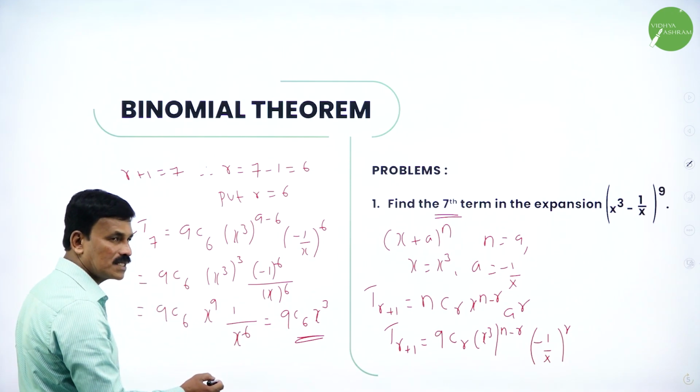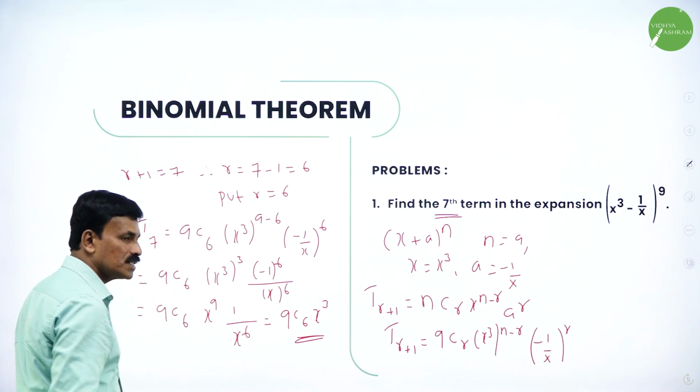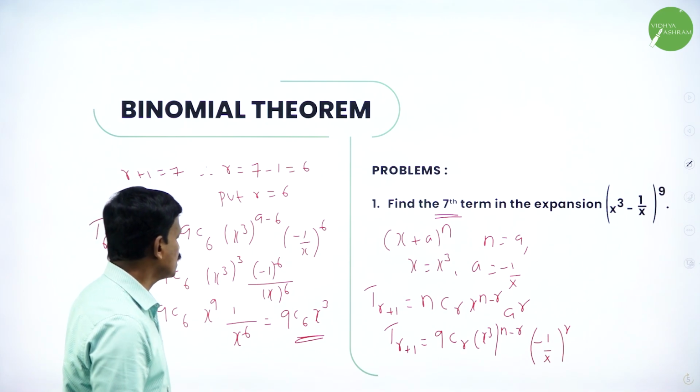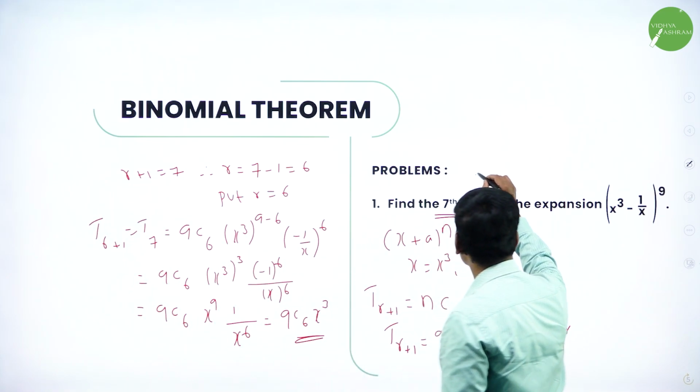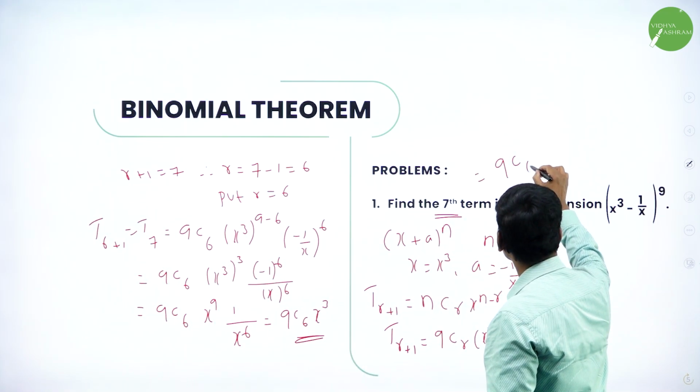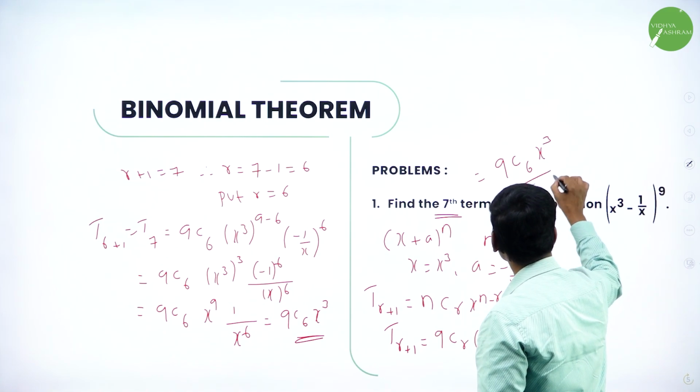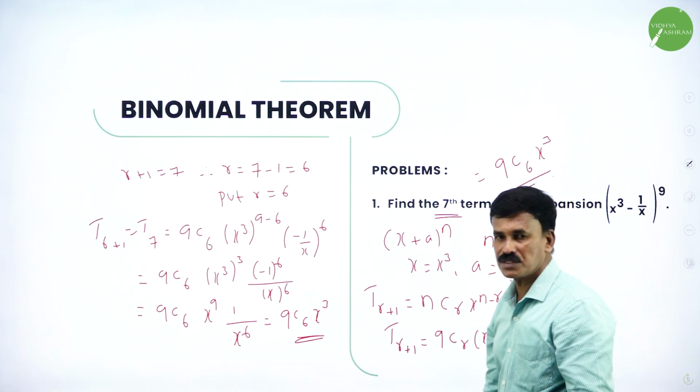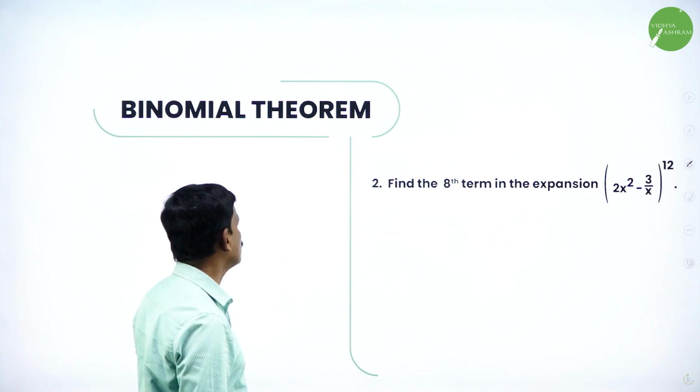9 minus 6 is 3, the value of this is 9C6 x power 3. So the seventh term in the expansion of this is 9C6 x cube. Now move on to a similar type problem.